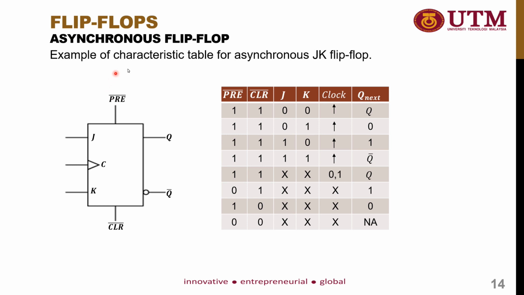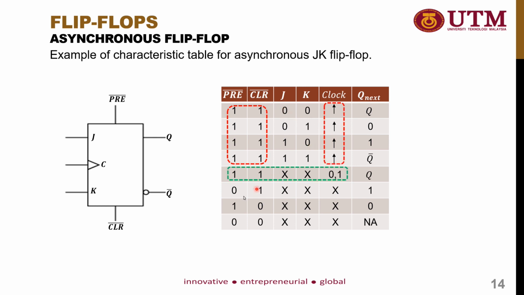So this is the example of the characteristic table for asynchronous JK flip-flop. Previously I have already explained to you what will happen if we give the inputs of PRE bar and CLR bar. If we give both inputs PRE bar equals 1 and CLR bar equals 1, it will enter the usual JK flip-flop mode.